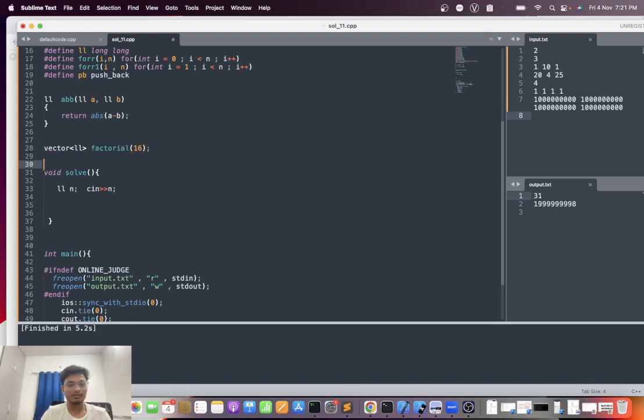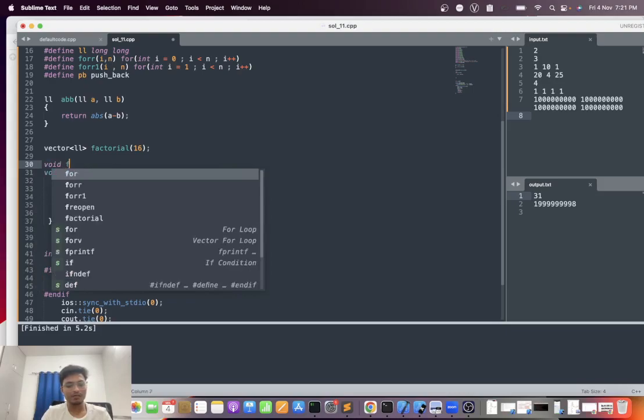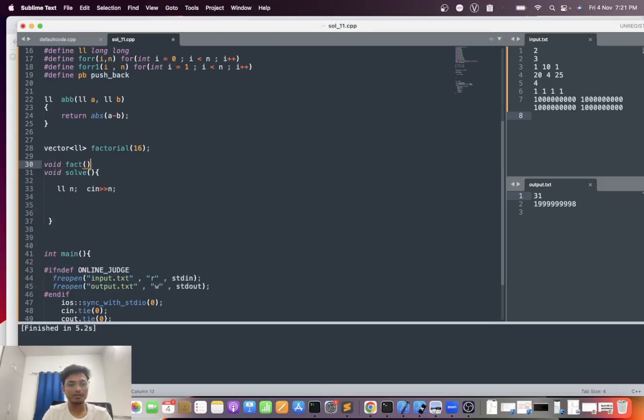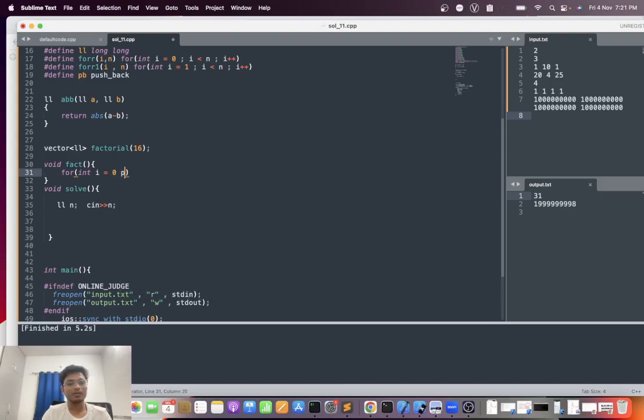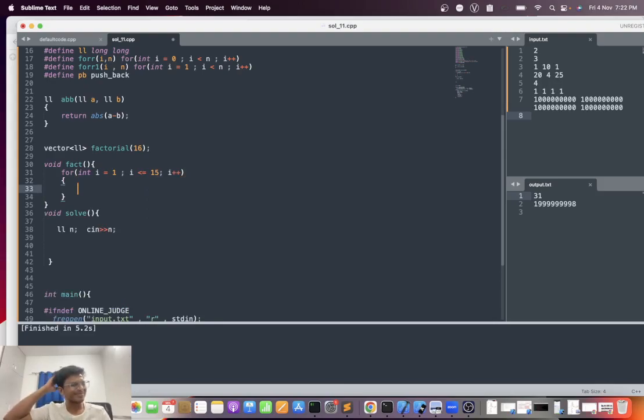So void, I'm calling a function fact that is going to fill up my array. for (int i = 1; i < 15; i++), because there are only 15 possible. After that it will go out of bounds, up to 10 to the power 12.